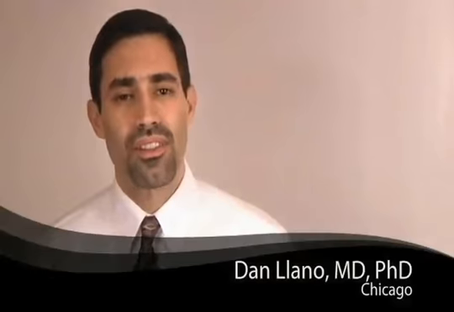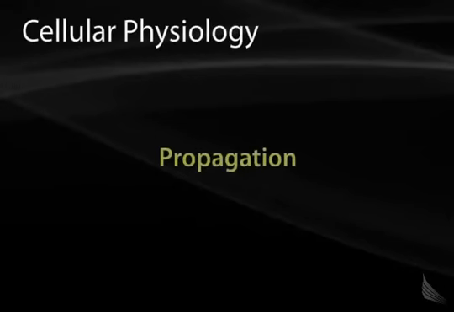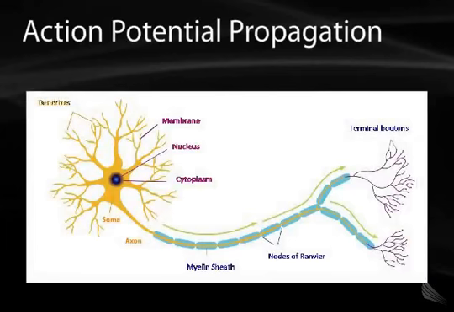In the next section, we'll discuss the propagation of the action potential down the length of an axon. In this section, we'll discuss action potential propagation. Action potentials often have to propagate very long distances. This becomes an enormous problem for the cell to solve.